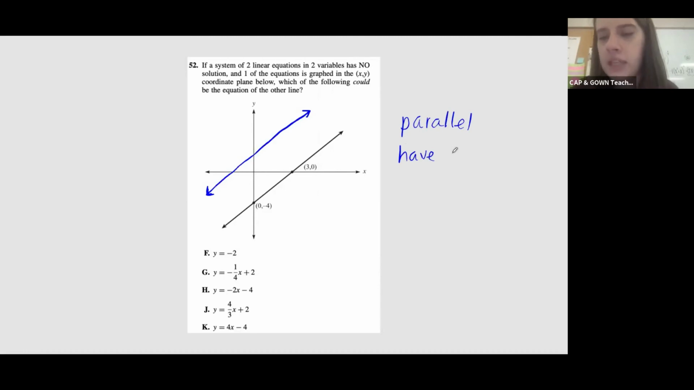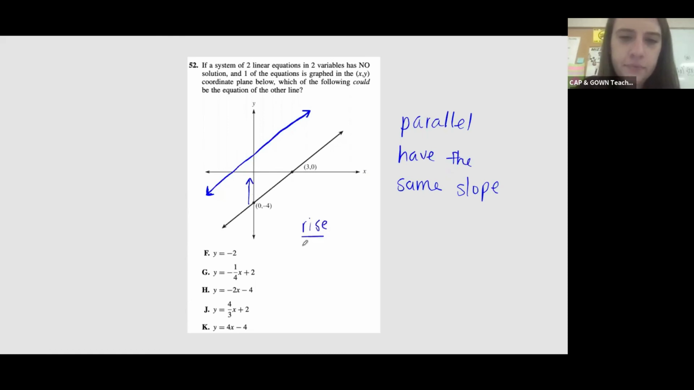Notice how often this is coming up. So this is definitely something you need to know. Parallel lines have the same slope. So what is our slope of this line? We're going to count our rise over run. So this would be up 4 to the right 3. So 4 over 3. Which line also has that slope? J.